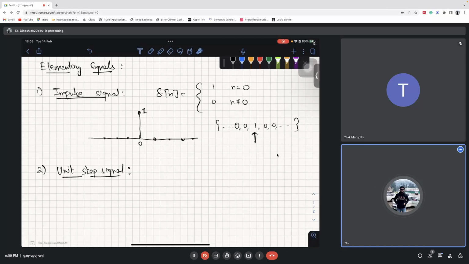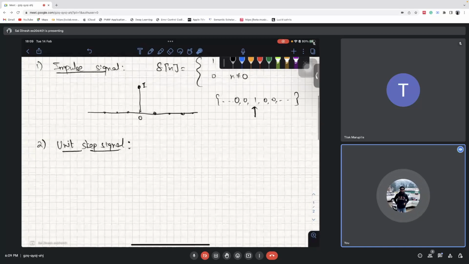impulse signal, right? And when we talk about linear time invariant systems, we'll be talking about the impulse response of a system. Impulse response of a system means that we give this particular impulse signal, delta of n, to a system, and then we get the impulse response. So the response of the system to an impulse signal is known as the impulse response. So that is the impulse signal. Next we move on to the unit step signal.